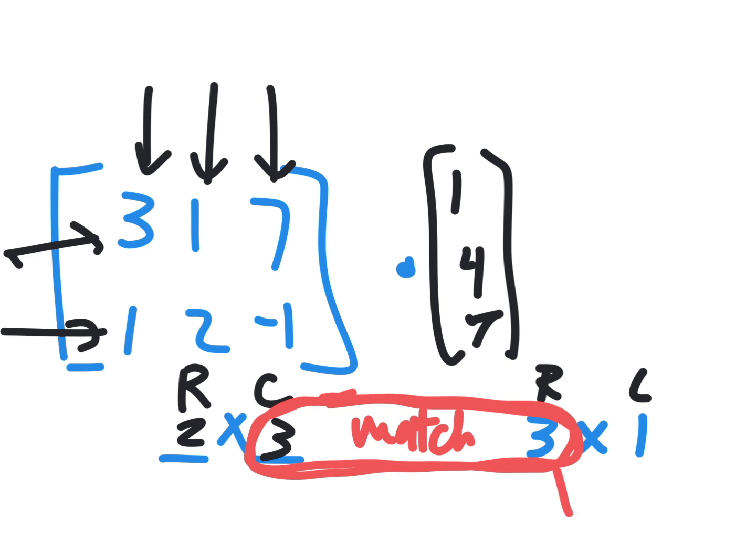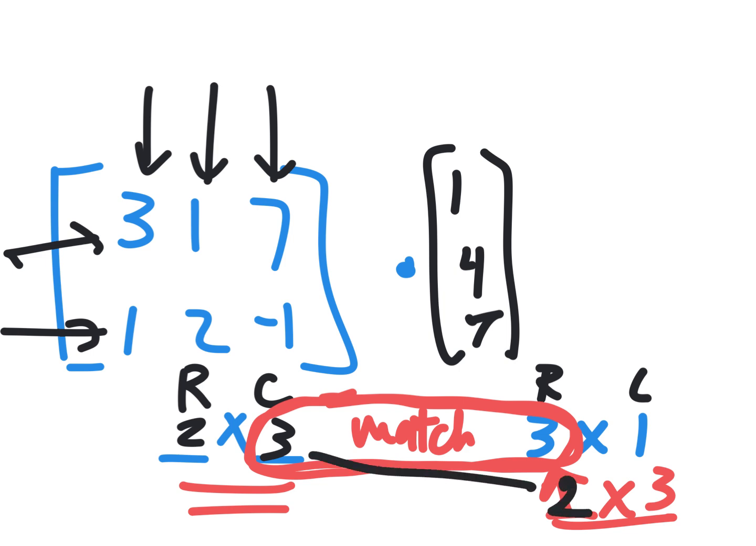If this was a 2 by 3, like the same shape as it was in the first place, it wouldn't work. Why not? Because these numbers wouldn't match. The 3 and the 2, they wouldn't match, and they therefore wouldn't work. All right, so now we have established that it will work because those middle numbers match.